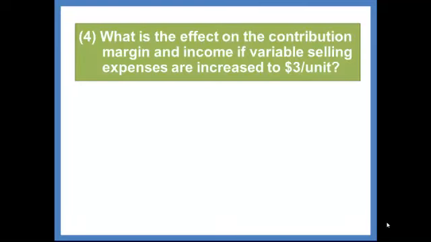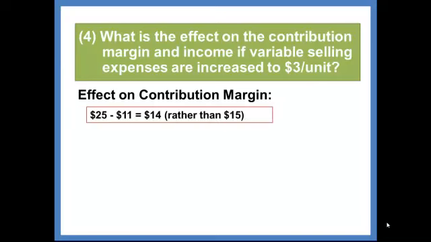What is the effect on contribution margin and income if variable selling expenses are increased to $3 per unit? So if you'll remember, the variable selling cost had been $2 per unit. Now it's going to $3. So when we look at the effect on the contribution margin, you know that the variable cost in total is going from $10 per unit to $11 per unit because the selling expenses are going from 2 to 3. This is going to give us a $14 contribution margin rather than $15.